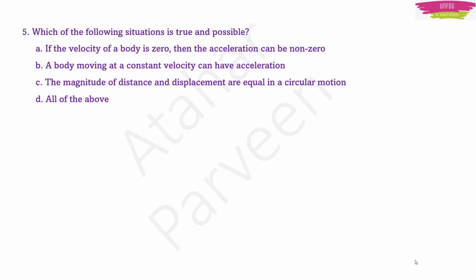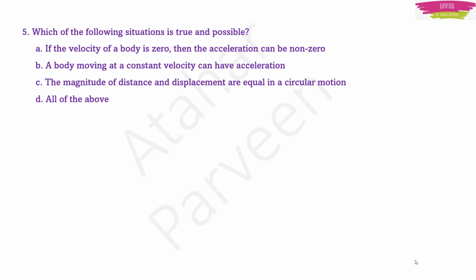First is, if the velocity of a body is 0, then the acceleration can be non-zero. Is it true and is it possible? Think. Till then I'll read the next option. Option B. A body moving at a constant velocity can have acceleration. Number C. The magnitude of distance and displacement are equal in a circular motion.